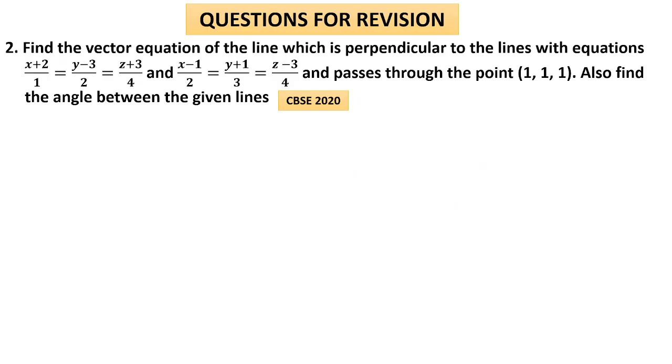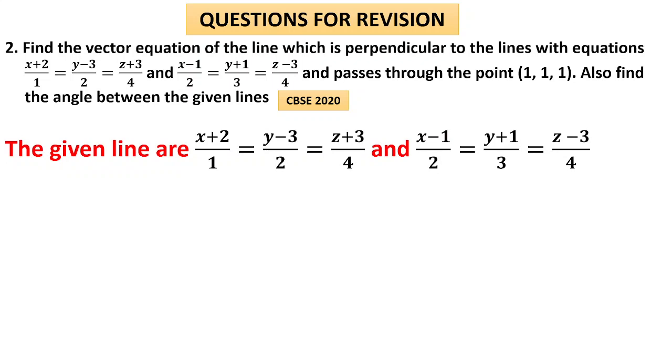Let us go to one more problem in the CBSE 2020 question paper: find the vector equation of the line. Please be careful, they want the vector equation of the line which is perpendicular to the two given lines and passes through the point. And one more question is asked: also find the angle between the given lines. Remember, the question is asked in vector form.